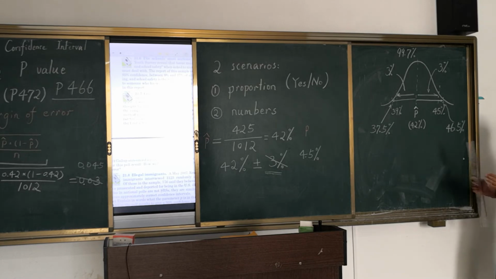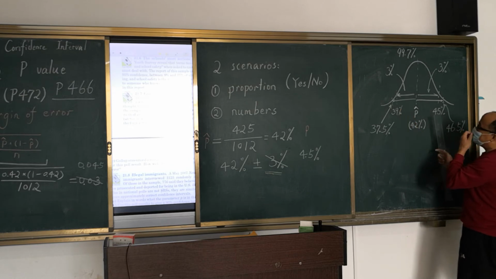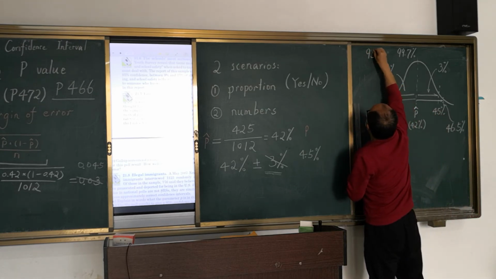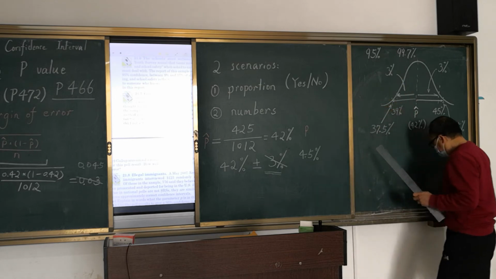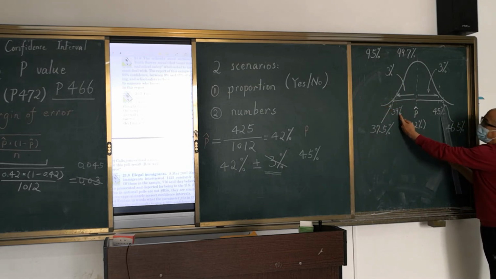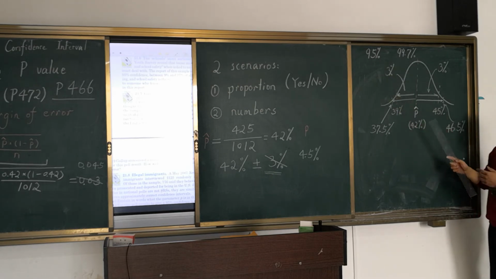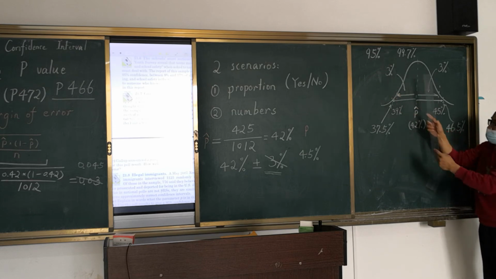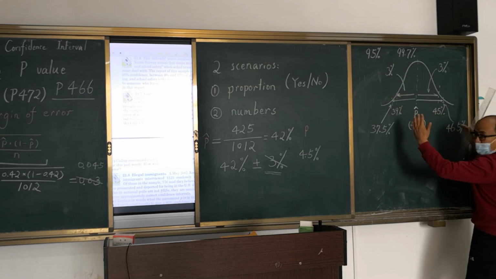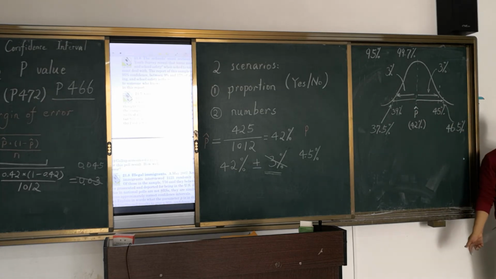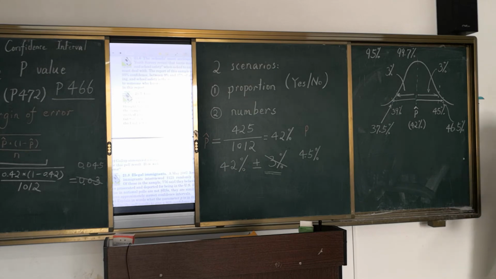Are you following? It is wider than 95. 39 to 45 is 95% confident, and the wider one is 99.7% confident. Are you following?